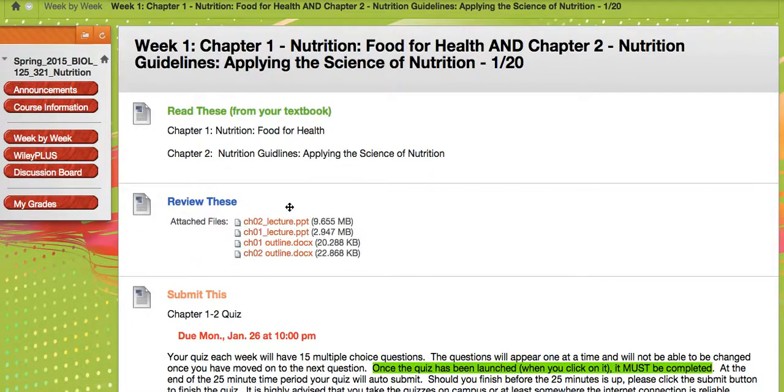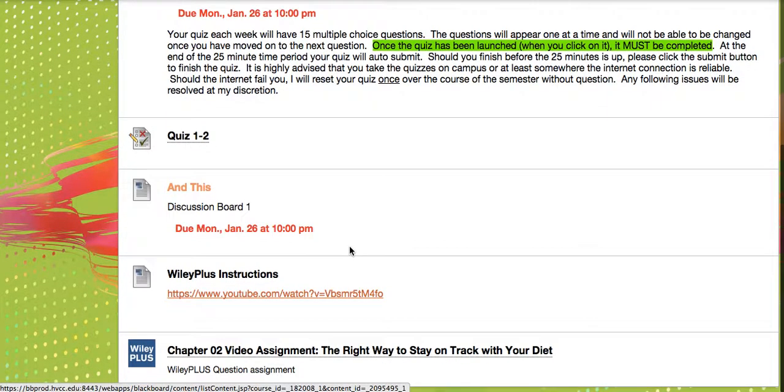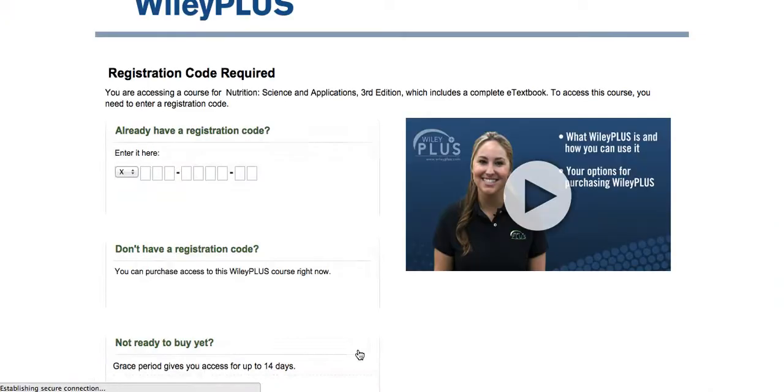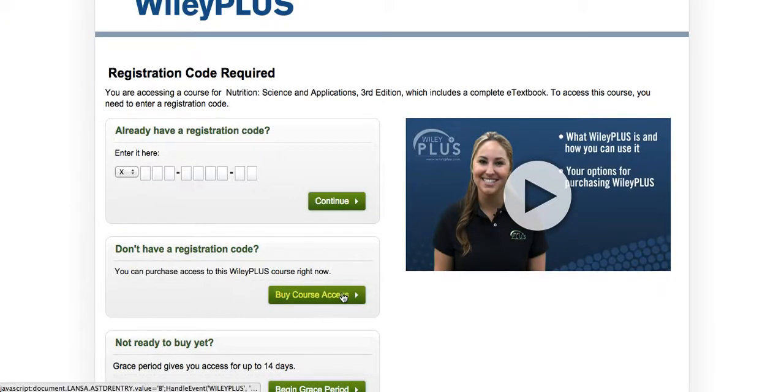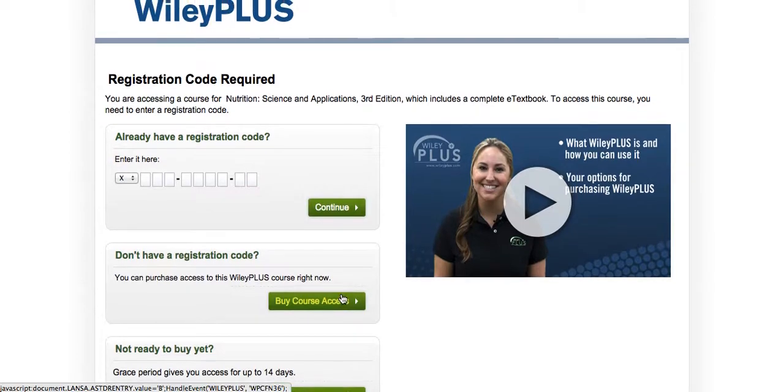So now let's go back to week by week. See what else we have to do. Here's your Wiley Plus instructions. Let me show you how to get into this video, just because it's not necessarily obvious. Oh, this never does this for me. It's asking for my registration code. This is where you'd put your code that came with your textbook. I don't ever get asked for this because I'm the instructor, so it doesn't ever ask me for that.